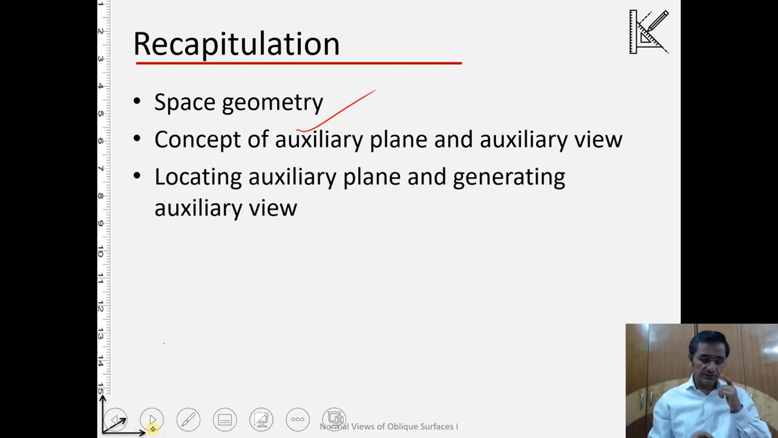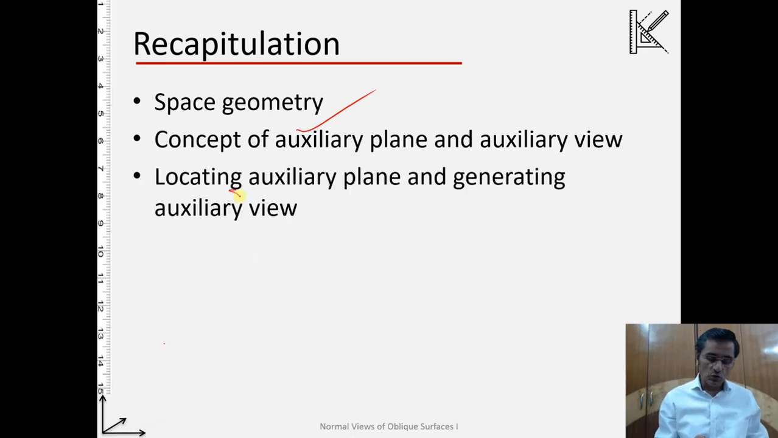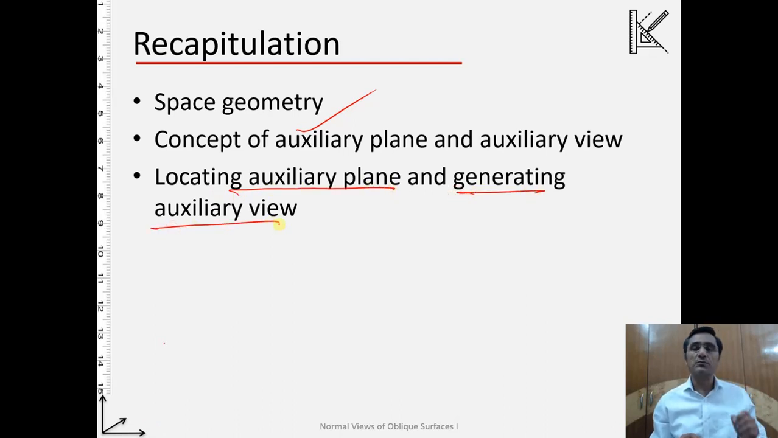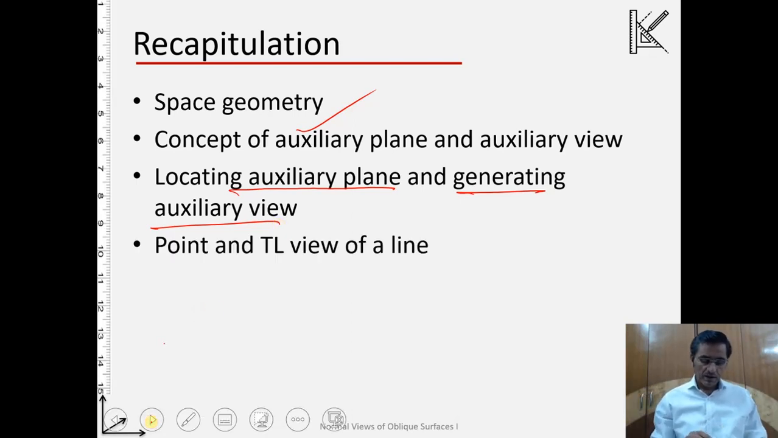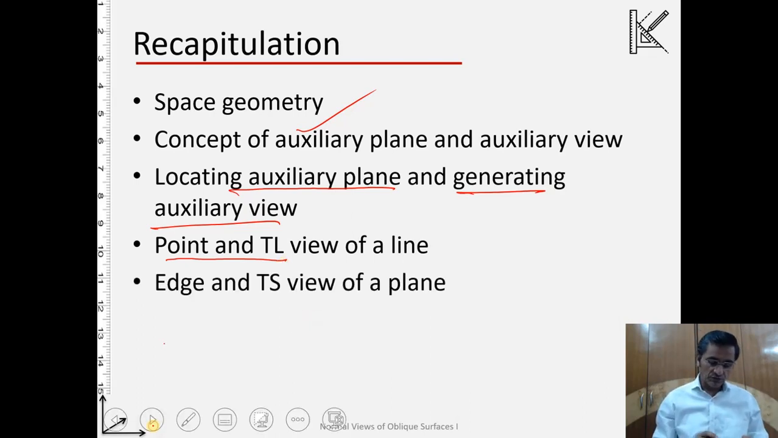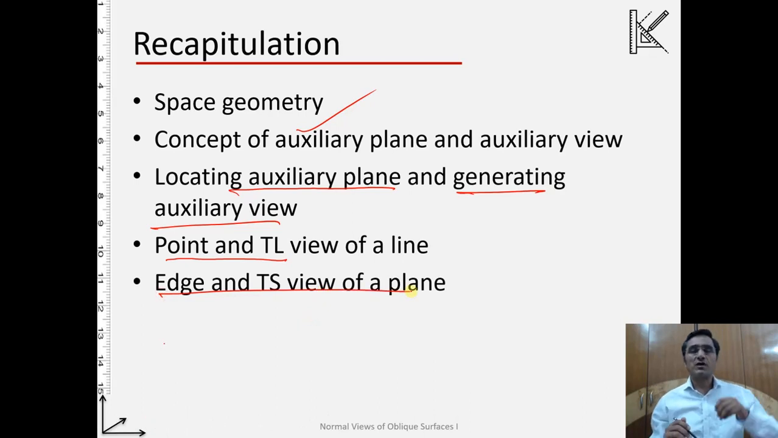So in this we understood how we can locate the auxiliary plane and how we can generate the auxiliary view. There are certain concepts and we have understood those concepts. Then we also understood point and true length view of a line. Given an oblique line, how to generate the point view, how to generate the true length view. Similarly, for a given oblique plane, how to generate its edge view, and also how to generate its normal view. Normal view is also called the TS view, true shape view.